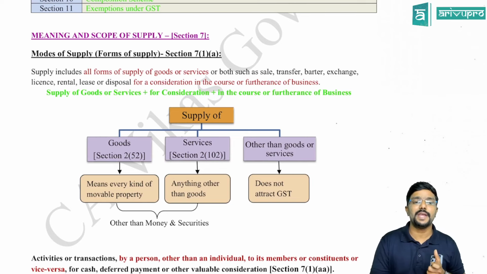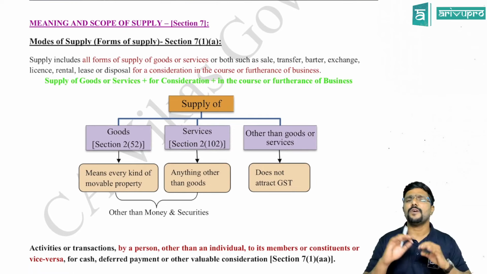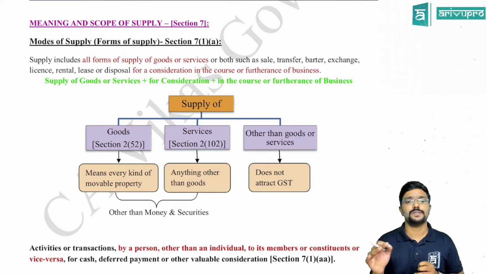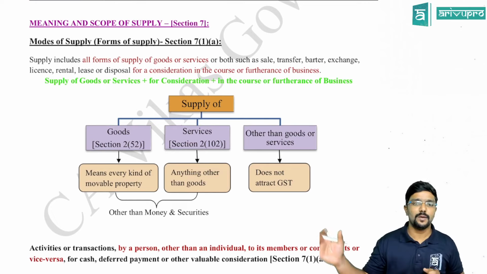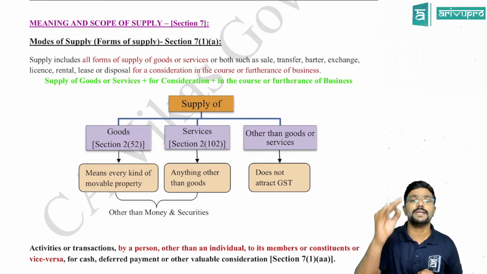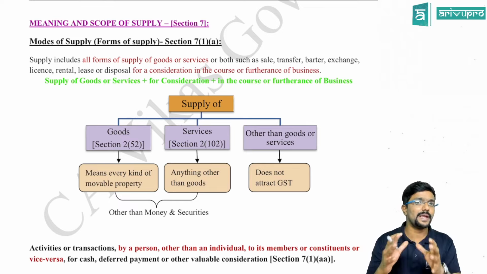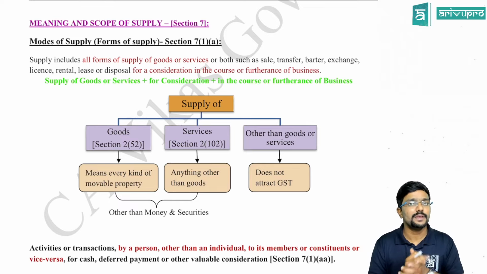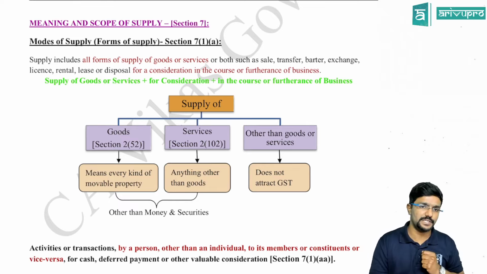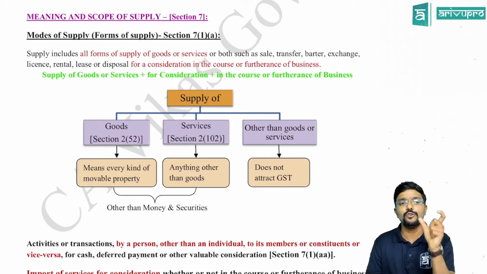First, 7(1)(a). Supply includes all forms of supply of goods or services or both, such as some examples: sale, transfer, barter, exchange, license, rental, lease or disposal for a consideration in the course or furtherance of a business. So for any activity or a transaction to be a supply, as per section 7(1)(a), it should have three characteristics at least. What are those? It should be a supply of goods or services.